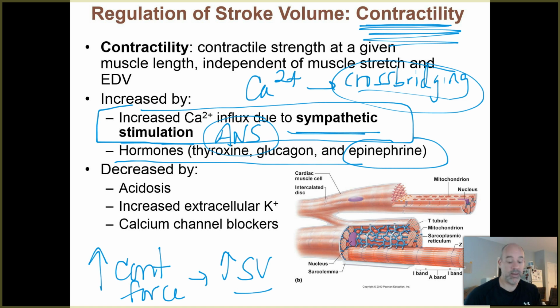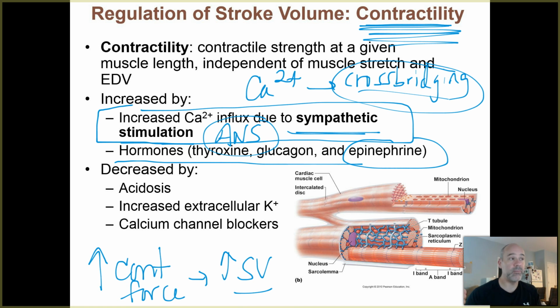Thyroxine, your thyroid hormone, jacks up metabolism. So if we think through this logically, if your metabolism is going up, what do your cells need more of? O2, glucose, all that good stuff. So they're also going to have their wastes taken away more quickly. So that makes sense that thyroxine would increase the contractility of your cardiac muscle cells, so your heart beats more forcefully, and that increases your cardiac output.